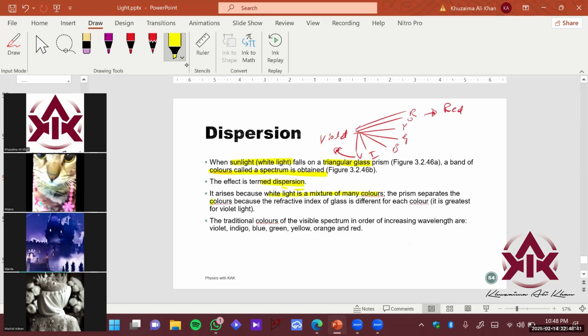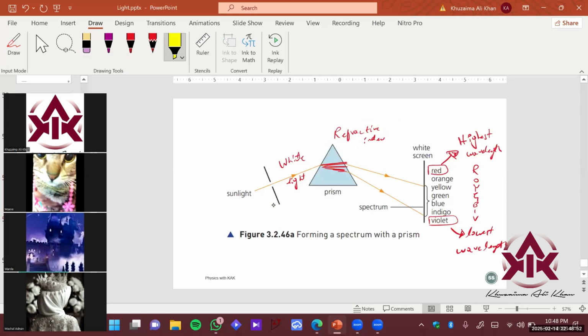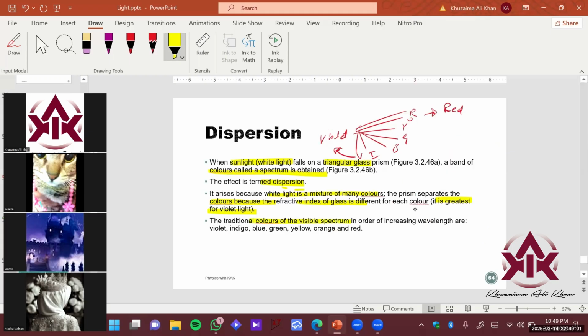The prism separates the colors because of the refractive index of the glass that we have. It bends the light of every color with a different deviation, right? So red deviation is the least, violet has the greatest deviation, and that's how you can separate out different colors here. So the colors of the visible spectrum are in order of wavelength. Violet has the least wavelength and red has the greatest wavelength over here, which I just labeled there, right? And this basically marks the end of your chapter.